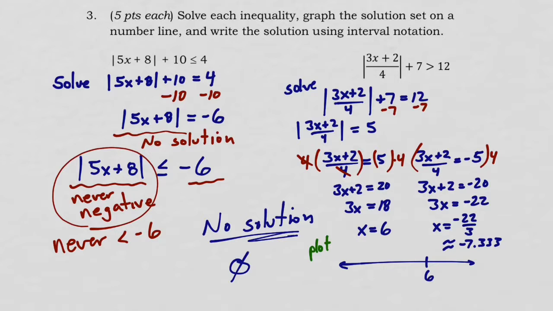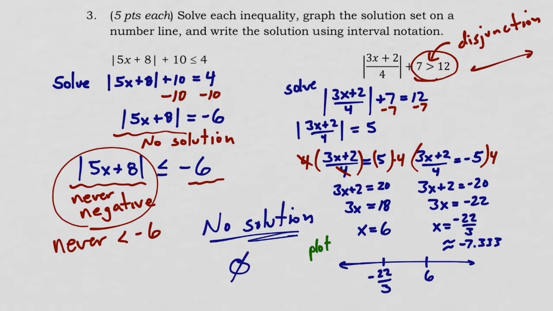6, of course, is going to be to the right of negative 22 over 3. Looking back at our initial expression, we have a greater than symbol. So again, we changed it to an inequality here, but subtracting 7 isn't going to change the direction. So I could kind of think of this as also being a greater than symbol. Started with a greater than. So our answer is going to be a disjunction, which means that the values are going to be to the extreme right and extreme left of the number line.